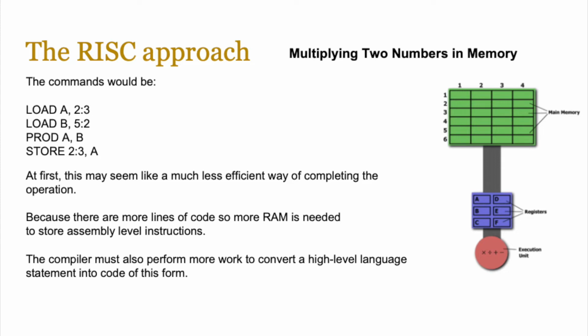Because there are more lines of code, more RAM is needed to store the assembly level instructions. The compiler must also perform more work to convert a high level language statement into code of this particular form. So all of this looks inefficient. However, because each instruction requires 1 clock cycle, separating commands such as load and store reduces the amount of work done by the processor.